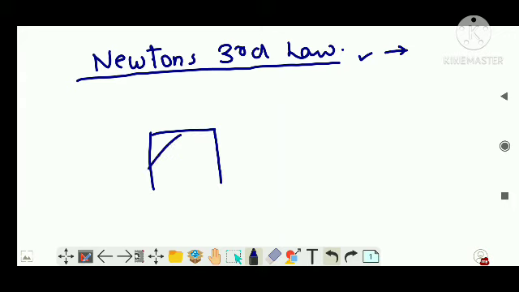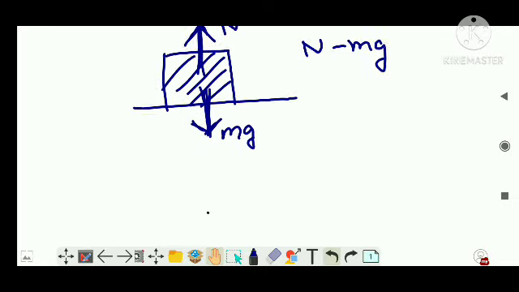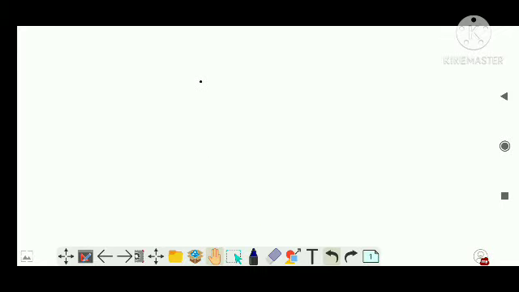Remember, this is the mass of the block. This block will be exerting a force on the earth's surface, and the earth's surface will be providing a reaction, the normal reaction. This N and mg are equal and opposite forces, or I can say they are an action-reaction pair. So every action has an equal and opposite reaction. Clear? Here mg is the action, N is the reaction which is given by the surface. It's not a big deal.